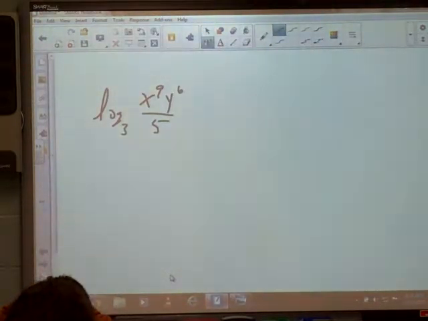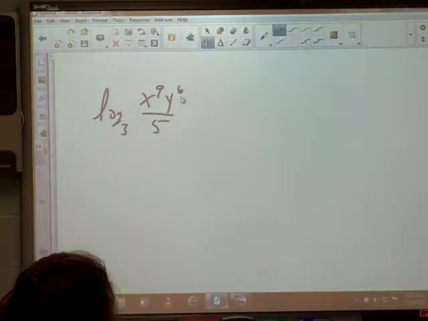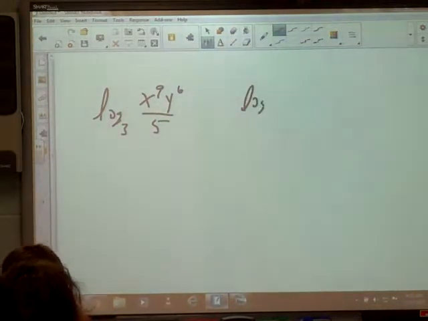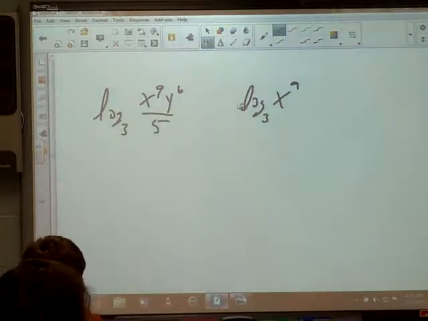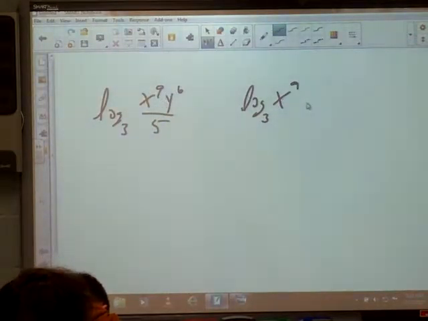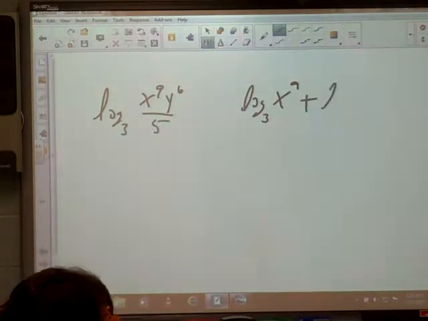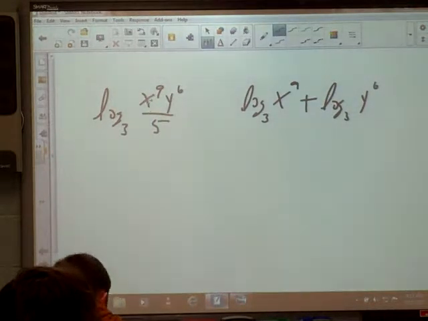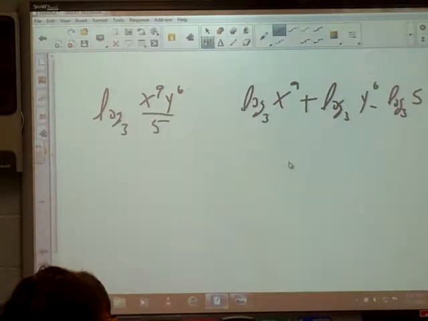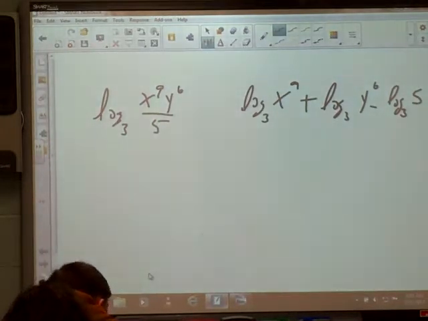So I'm just going to go on the top. I'll go left to right there. It's going to be log base 3 of x to the 9th. Multiplication goes with addition, so plus log base 3 of y to the 6th. I'm done with the top. Now division is next, and that goes with subtraction. So minus log base 3 of 5. Now you could have done what I'm fixing to do now. You could have already done it.